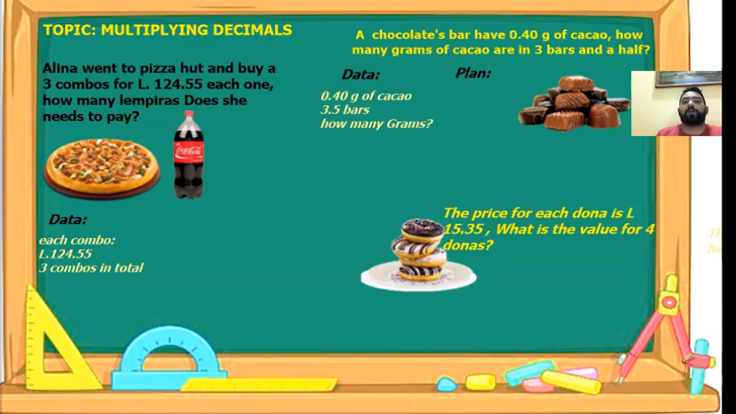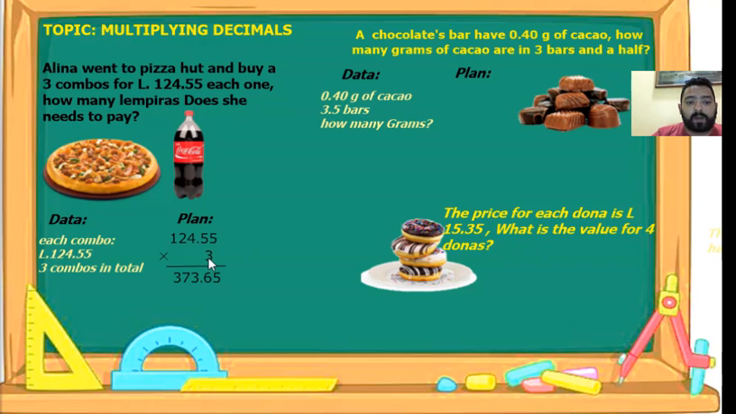So in this case, we already know that the value for each combo is 124.55 lempiras. She bought three combos, so we are going to multiply 124.55 by 3. How are we going to do that? We are going to do our plan, and in our plan we are going to solve this multiplication. It's a decimal number by a whole number, so you multiply like a normal multiplication, and then I'm going to explain how to place the decimal point.